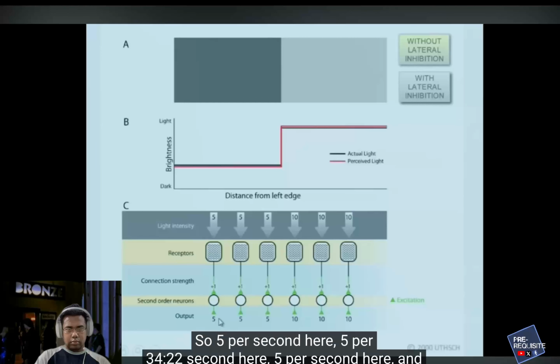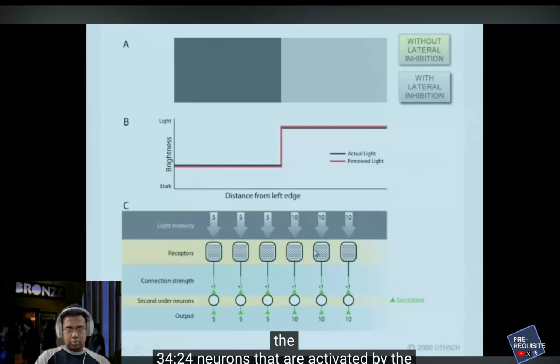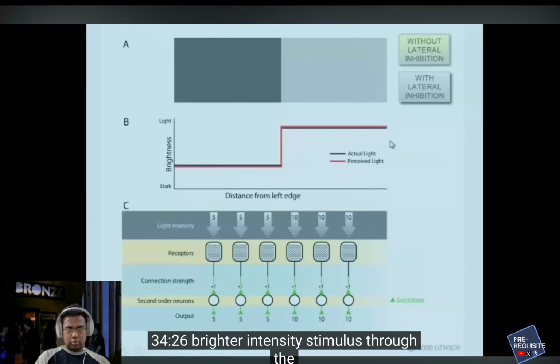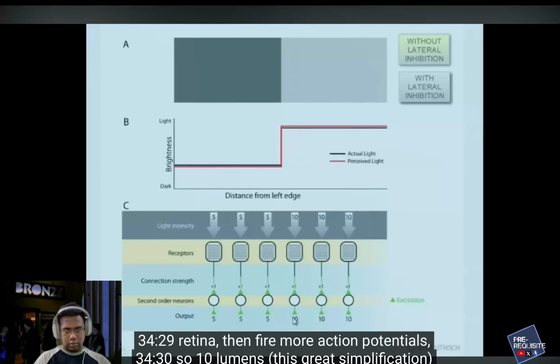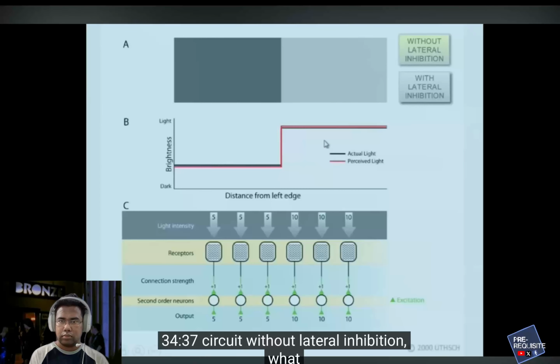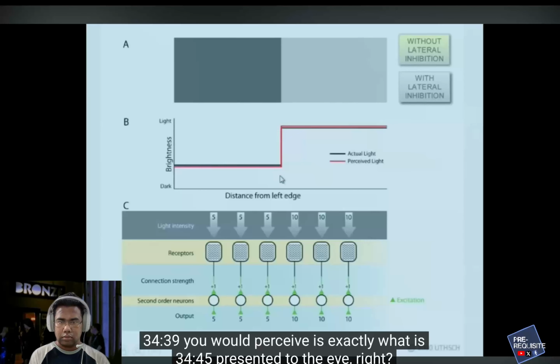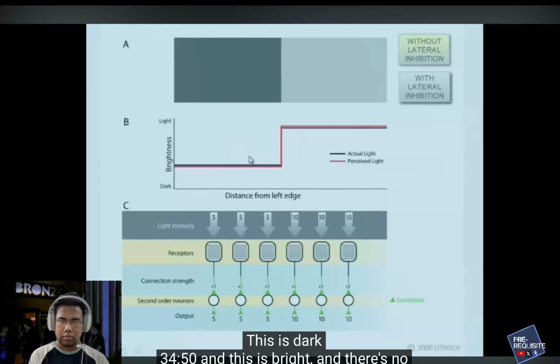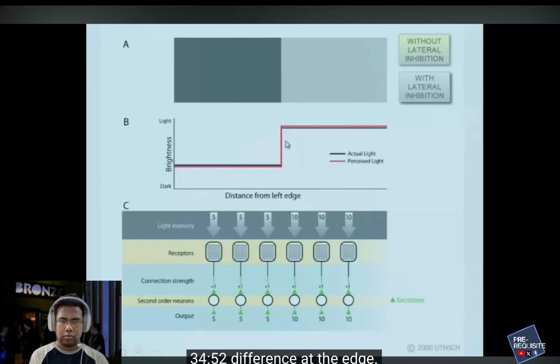So 5 per second here, 5 per second here, 5 per second here, and the neurons that are activated by the brighter intensity stimulus to the retina then fire more action potentials. So 10 lumens, this is a great simplification, fire 10 action potentials per second. So if this was all there was to the circuit without lateral inhibition, what you would perceive is exactly what is presented to the eye, right? This is dark and this is bright, and there's no difference at the edge.